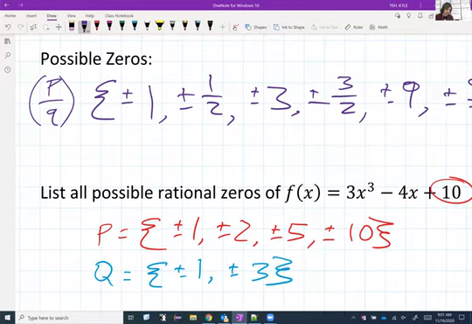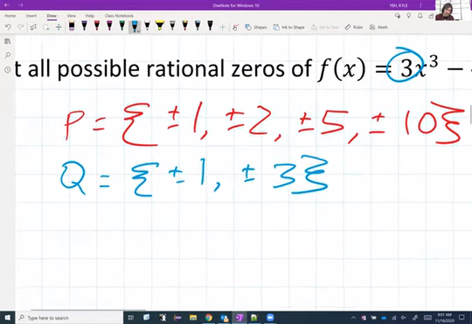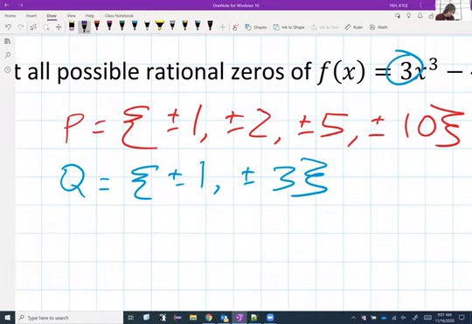All right, so I've gone ahead and listed out my P's and Q's. P's were all the factors of my constant, 10, so plus or minus 1, 2, 5, and 10. Q, all the factors of my leading coefficient, 3, so plus or minus 1, plus or minus 3. And then just like above, and I added a little note up there, we're going to get our list of possible zeros by doing every P over every Q. So I haven't done that yet. Let's do that one together and then make sure that you agree your work matches.